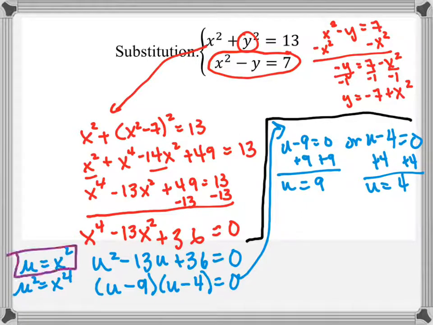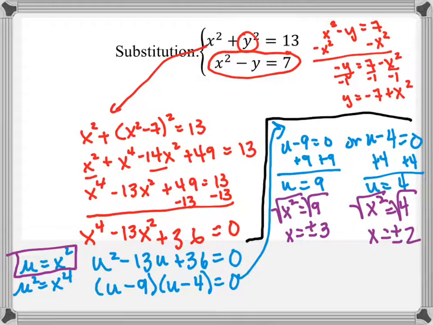But now we need to remember u equals x squared, so let's substitute back in. We get x squared equals 9, or x squared equals 4. So solving, we need to take the square root of both sides, which means that x equals positive or -3, or x equals positive or -2. So we have 4 possible values for x. It means we have at least 4 different solutions. So we're going to use our values of x, and we're going to substitute it into this equation, y equals -7 plus x squared, to find the corresponding y values.